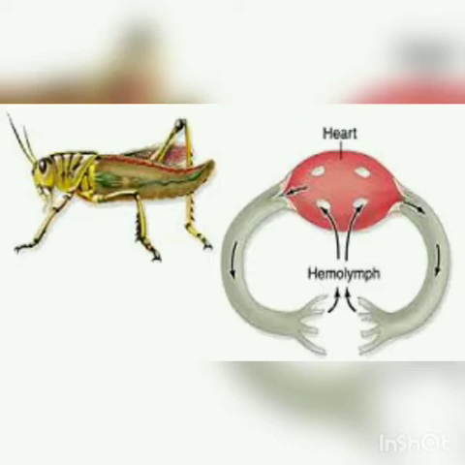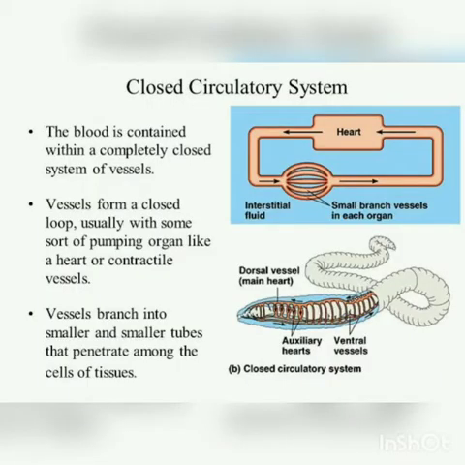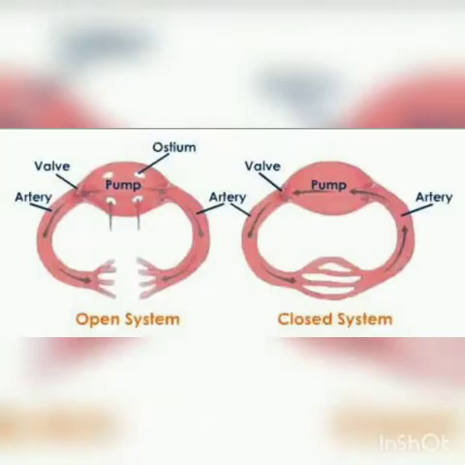And closed type of circulation is seen where blood vessels are present. The blood vessels means arteries, veins, capillaries எல்லாமே இருக்கும். Example, annelids, cephalochordates and vertebrates. Open type means the blood vessels are absent. Closed type means blood vessels are present.